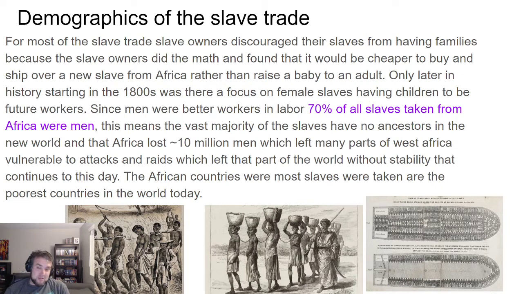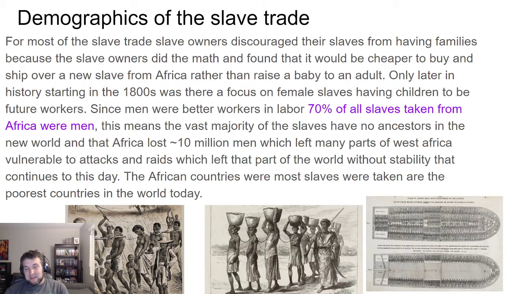But since men were generally considered better workers in labor, 70% of all slaves taken from Africa were men. It definitely means that a vast majority of the slaves have no ancestors in the New World. There were just millions of slaves that were taken from Africa, brought to the New World, and they never had children of their own, and their families just died out. So Africa lost 10 million men, left many parts of West Africa vulnerable to attacks and raids, left that part of the world without a lot of stability that continues to this day.